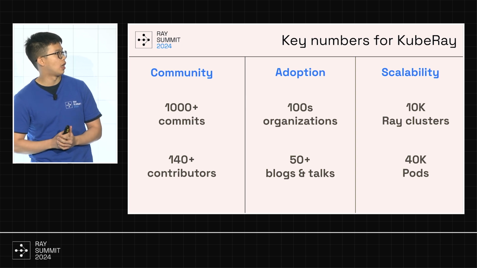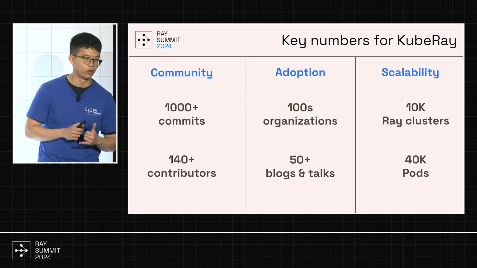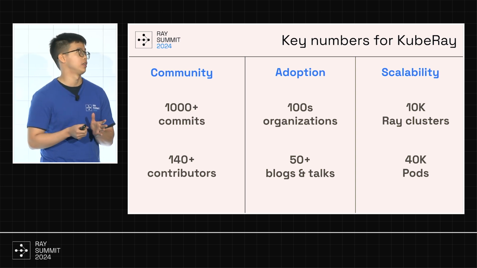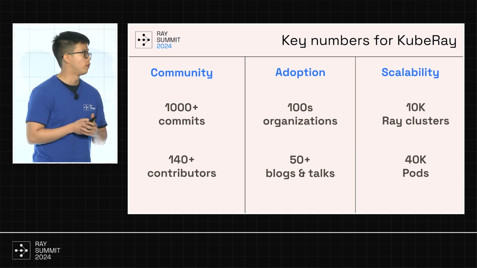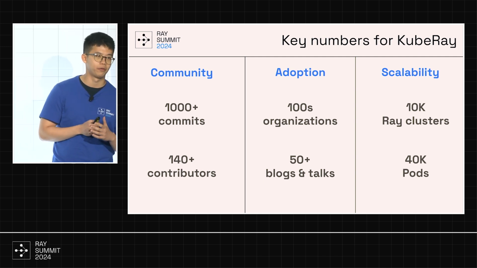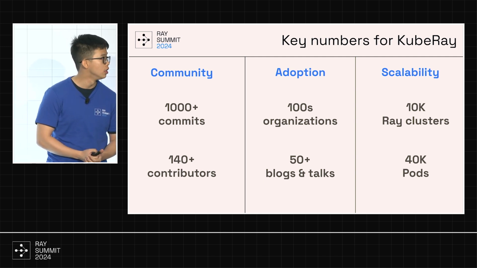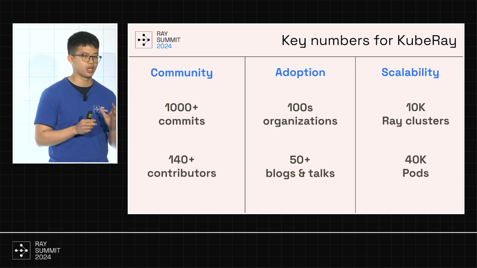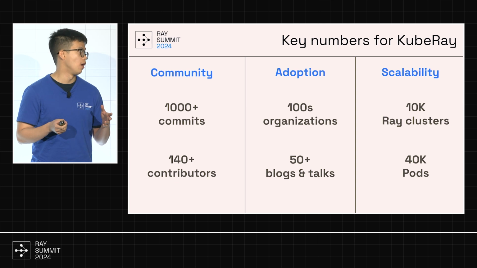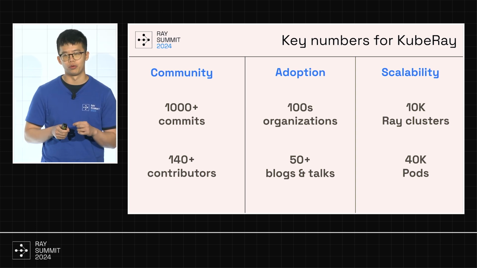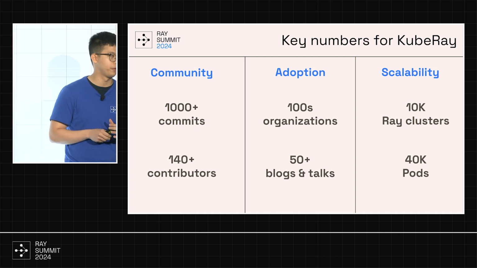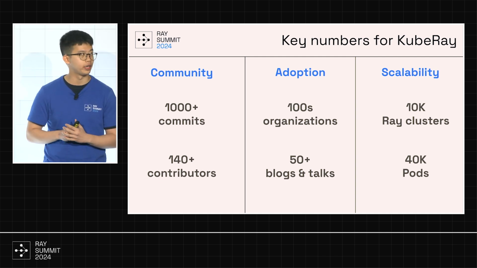Yeah, and there are 6 key numbers for KubeRay from 3 different perspectives. I think the first perspective is the community. There are over 1,000 commits in the KubeRay repository and more than 140 contributors. The second perspective is adoption. KubeRay has already helped hundreds of organizations productionize Ray on Kubernetes. In addition, there are more than 50 blogs and talks about KubeRay.